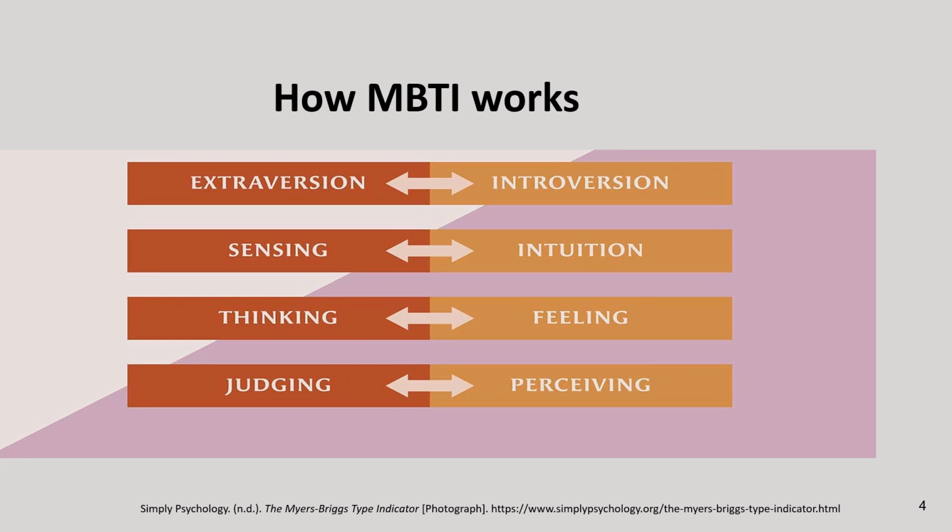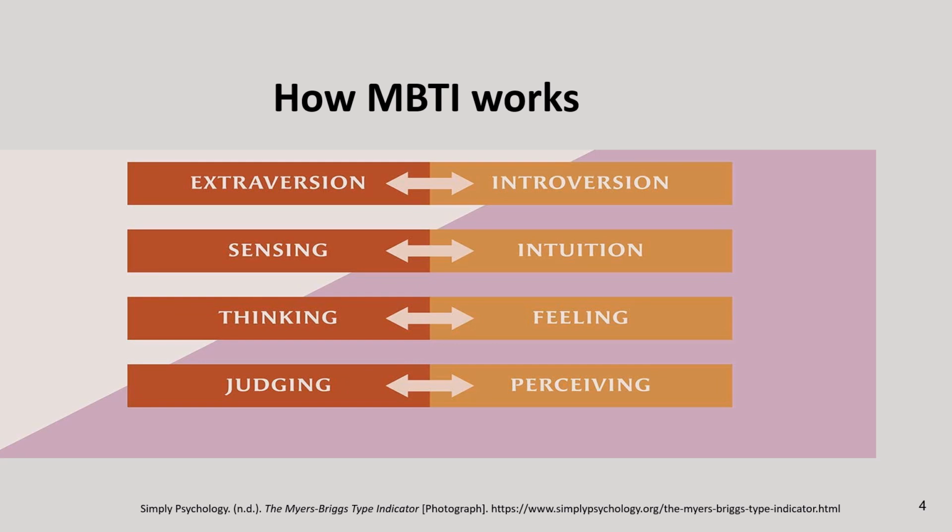The third is thinking versus feeling. This dimension looks at how individuals prefer to make decisions. People who prefer thinking make decisions based on logic and objectivity. They value consistency and tend to be analytical and fair. Those who prefer feeling base their decisions on personal values and how they impact others. They value harmony, empathy, and are more aware of other people's emotions.